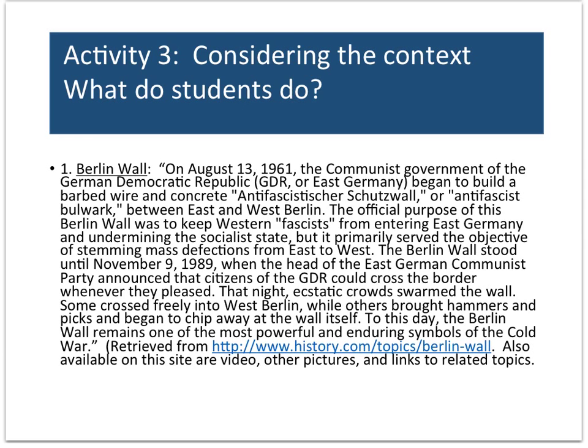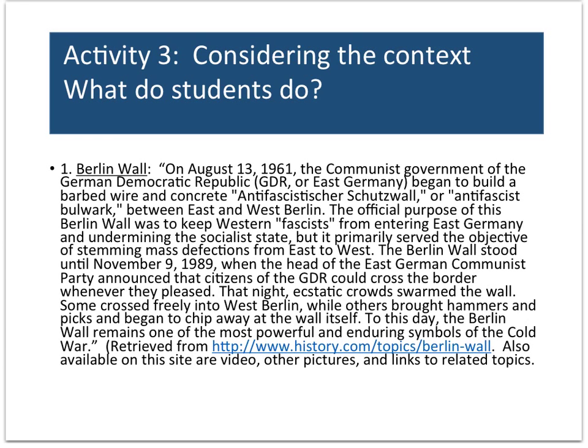The Berlin Wall stood until November 9th, 1989, when the head of the East German Communist Party announced that citizens of the GDR could cross the border whenever they pleased. That night, ecstatic crowds swarmed the wall. Some crossed freely into West Berlin, while others brought hammers and picks and began to chip away at the wall itself. To this day, the Berlin Wall remains one of the most powerful and enduring symbols of the Cold War.